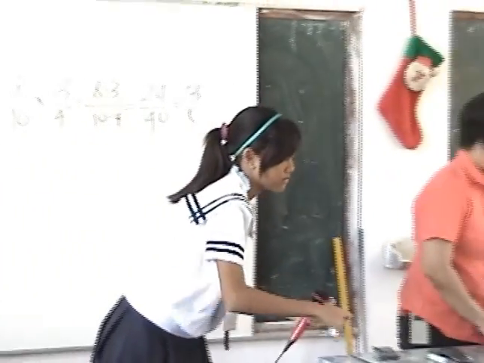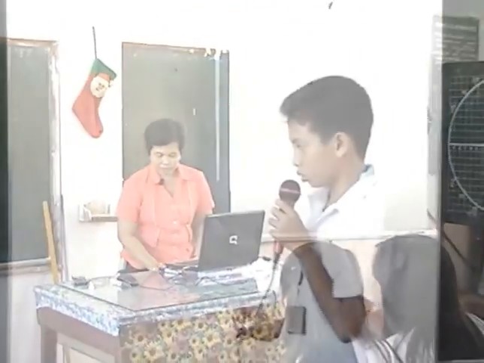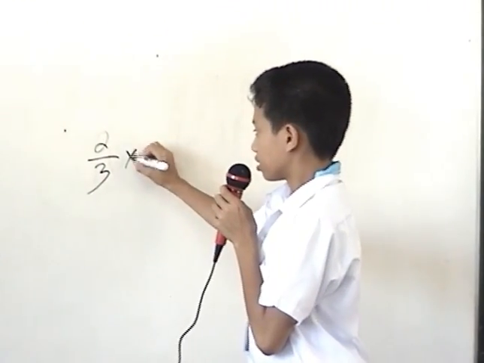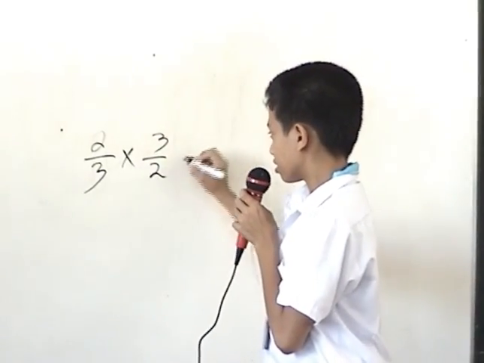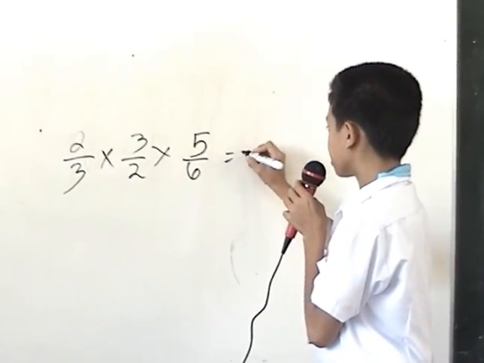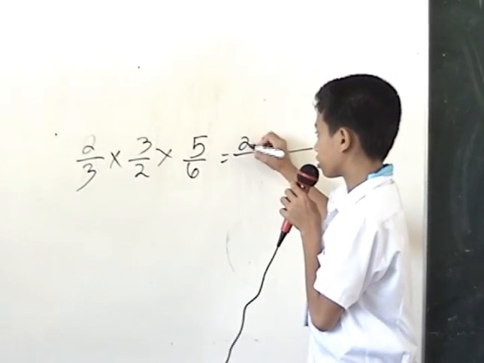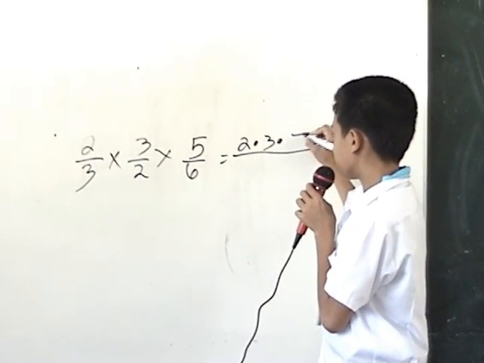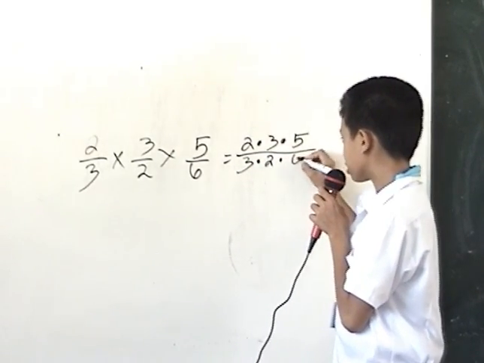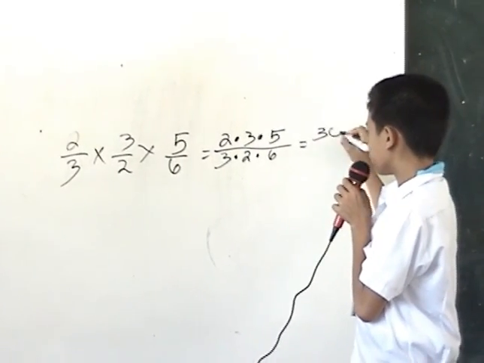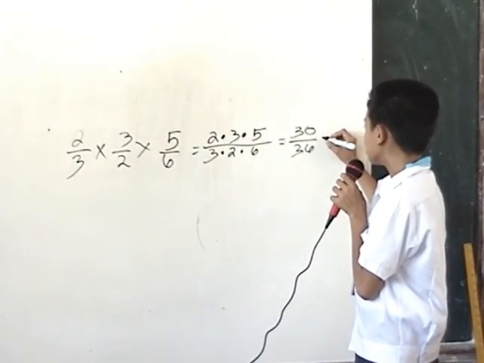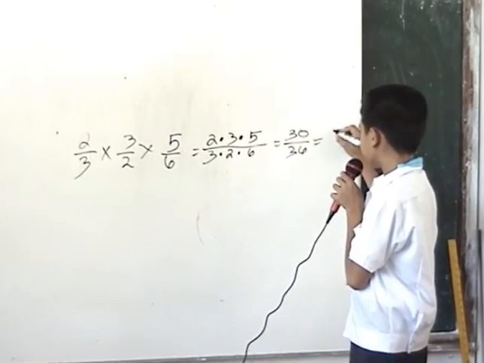Okay, number 2. Christian. To multiply 2/3 times 3/2 times 5/6, we first multiply the numerator. 2 times 3 times 5. Then the denominator. 3 times 2 times 6. Then we get 30/36. Then reduce it to lowest term. Then we get 5/6.